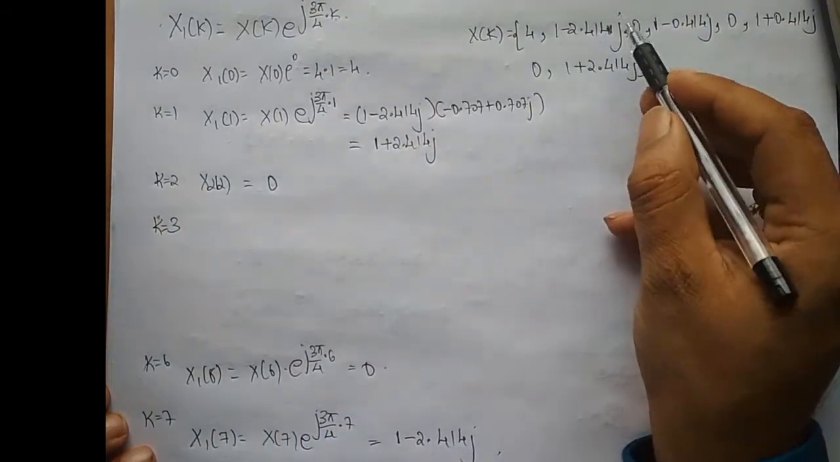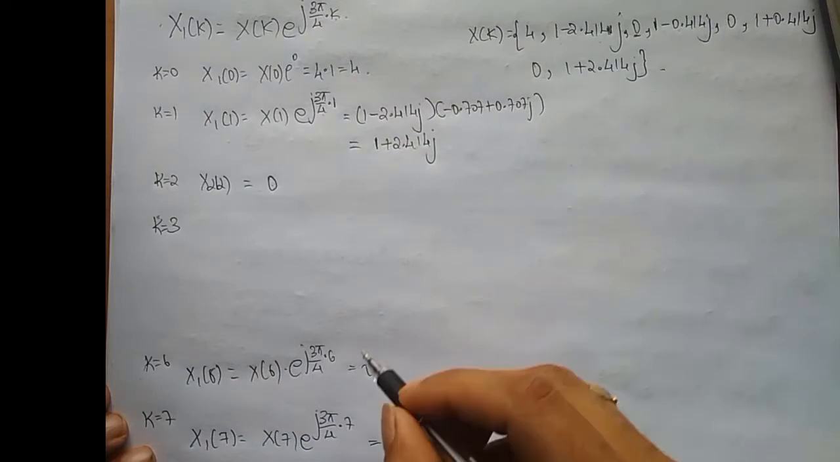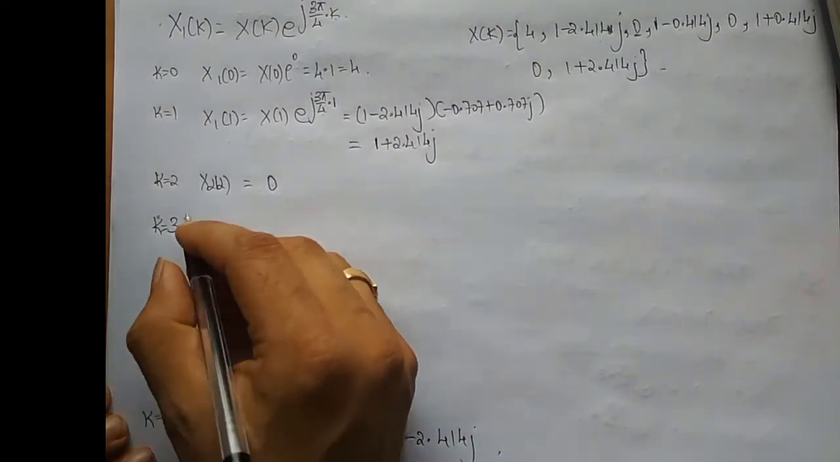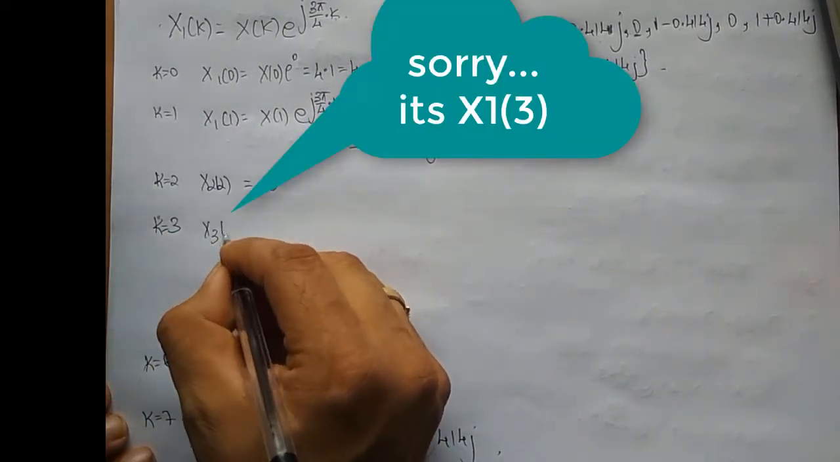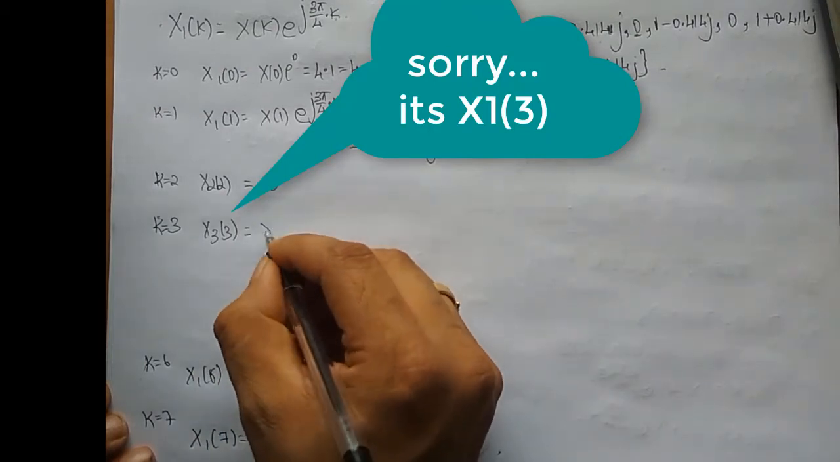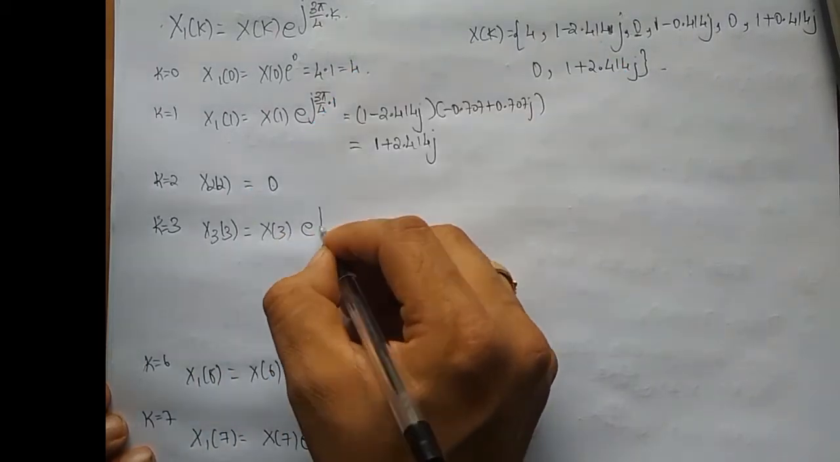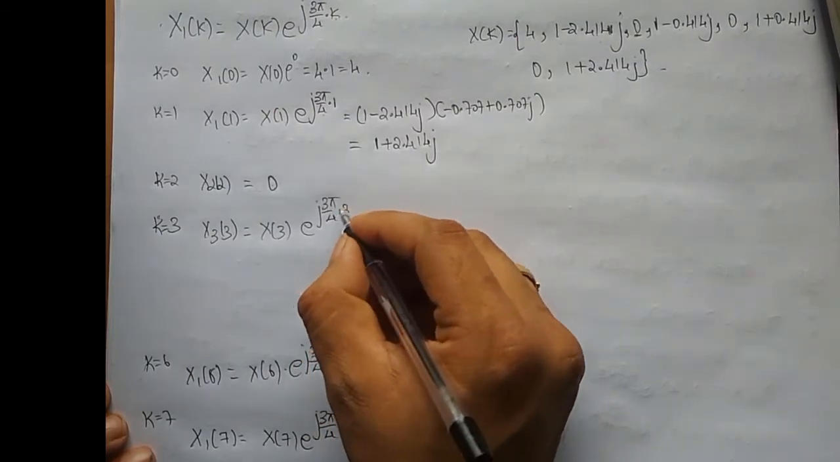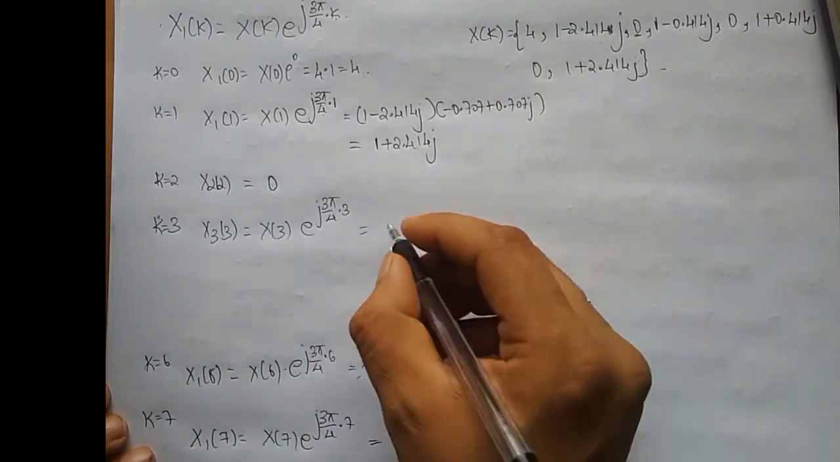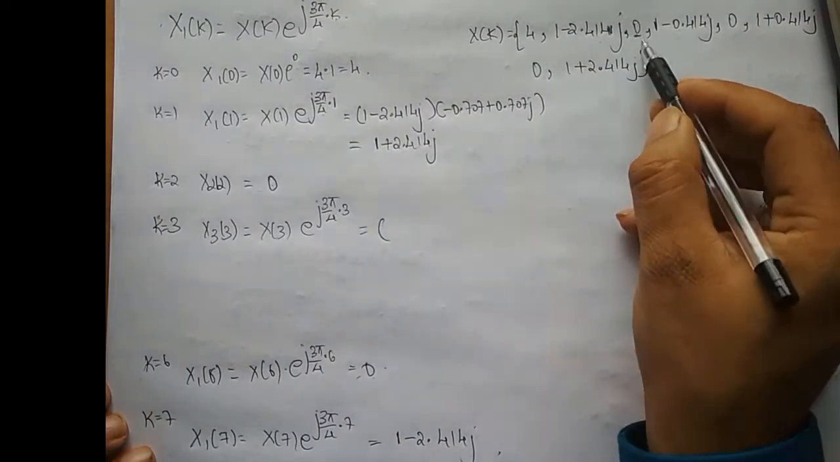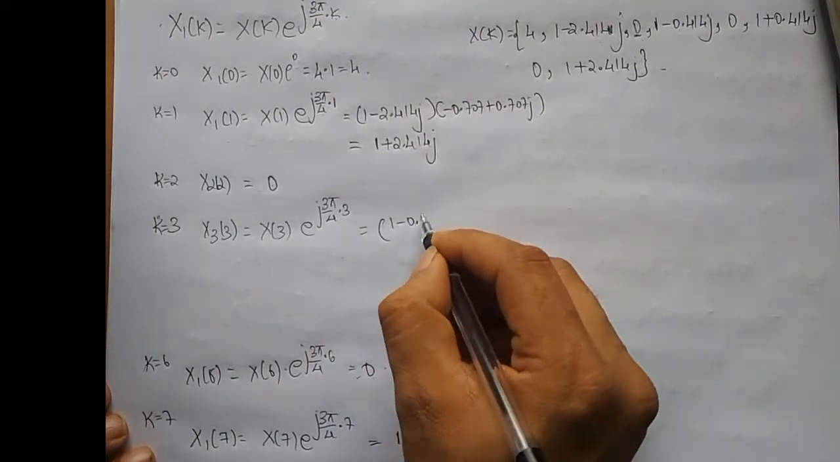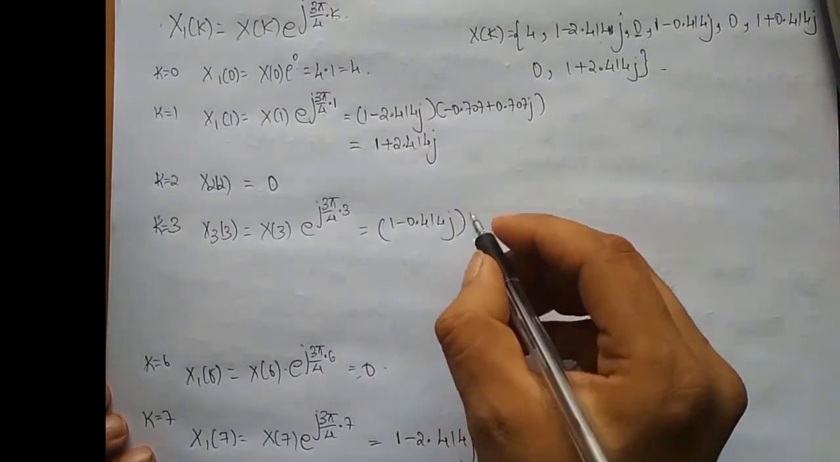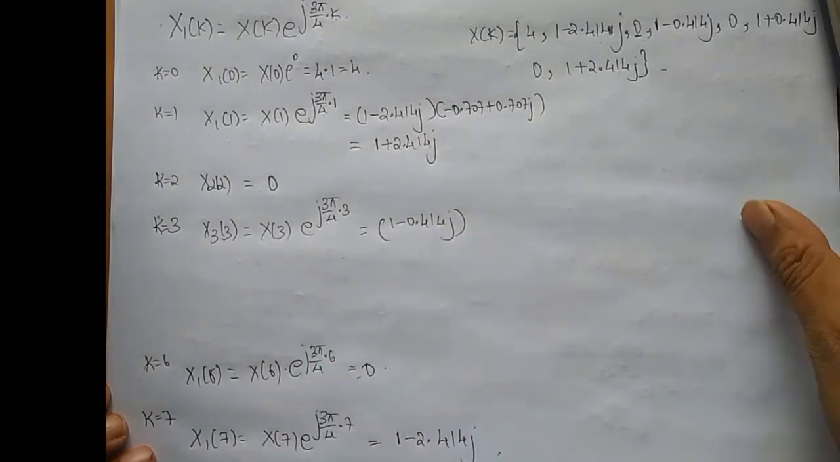Why? Because 0, 1, 2, 3, 4, 5, 6. 6 is 0, right? So k is equal to 3. X3 of 3 is equal to what? X of 3 into e power j 3 pi by 4 into 3, right? So this is nothing but 9 pi by 4, right? But what is x of 3? 0, 1, 2, 3. X of 3 is 1 minus 0.414j into e power j 9 pi by 4.